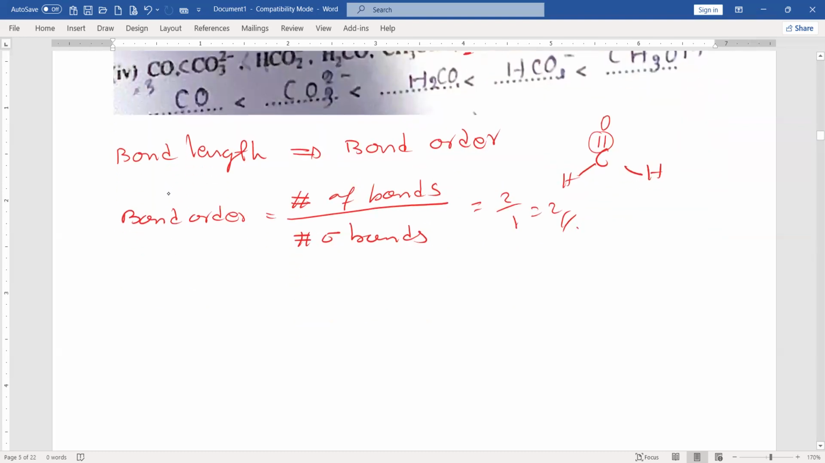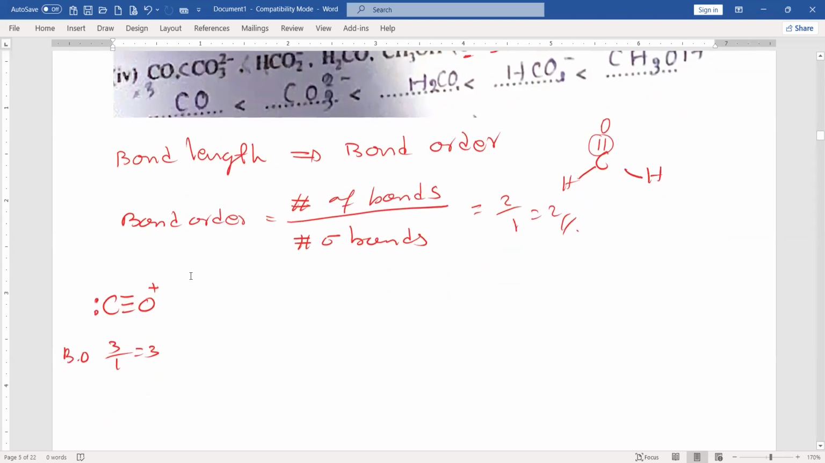So then carbon monoxide. The structure is this. It has a triple bond. So bond order will be 3 divided by 1 equals 3. The bond order is 3.